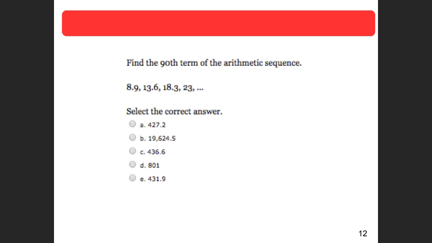Find the 90th term of the arithmetic sequence. Okay, so now this one, I'm not going to write out 90 terms. There's no way I'm going to keep adding. Oh man, it's even a decimal that it's adding. So what's my thought process here? Well, if I could come up with an nth term formula, I could just plug in 90 to find the 90th term. So what do I need in order to come up with the nth term?